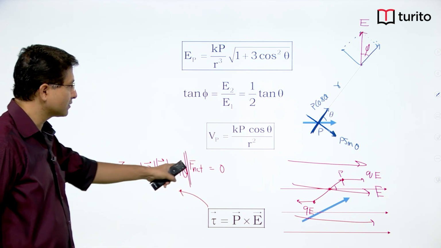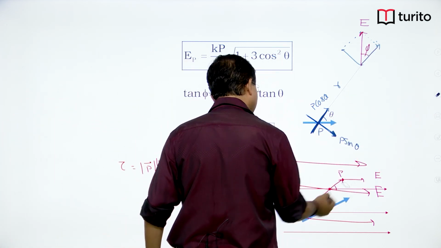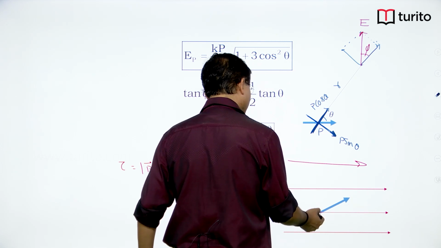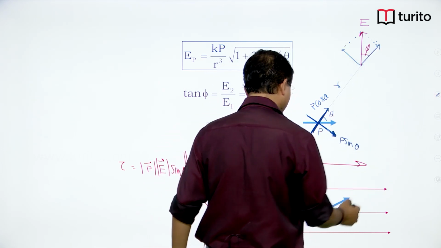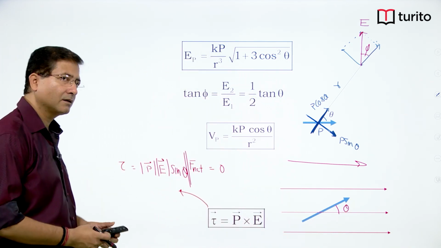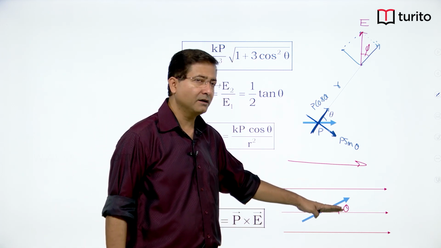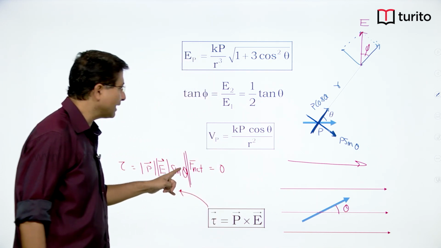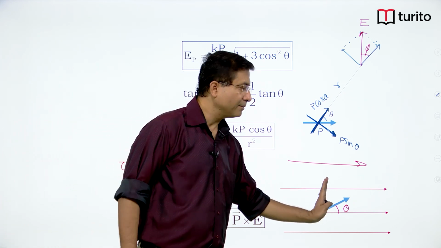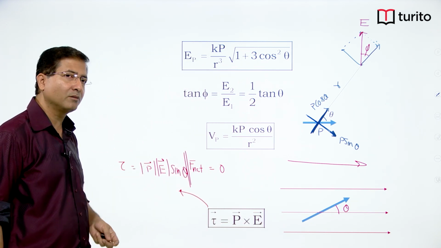So, force came 0 and torque was non-zero, right. If I consider this angle theta, then the torque on the dipole depends on the angle the dipole moment makes with the field. So if the dipole moment is placed along the field, then theta will be 0, and in that case it will not experience any torque. As I keep increasing the angle and make it 90 degrees, then sin 90 will be maximum and the torque experienced by the dipole will be maximum.